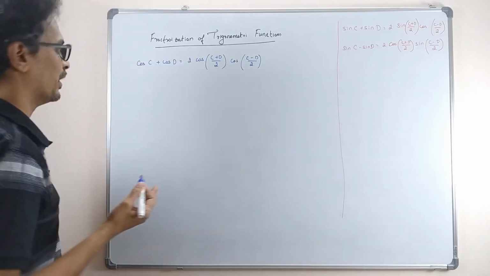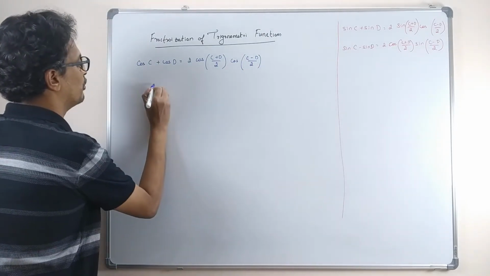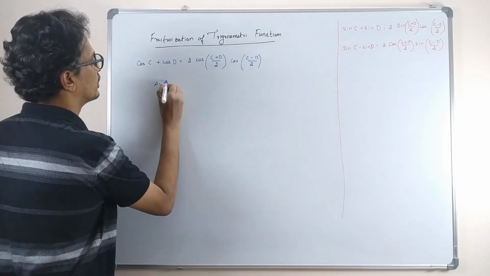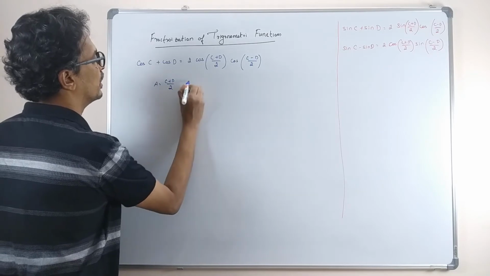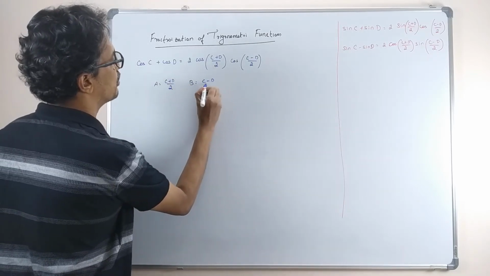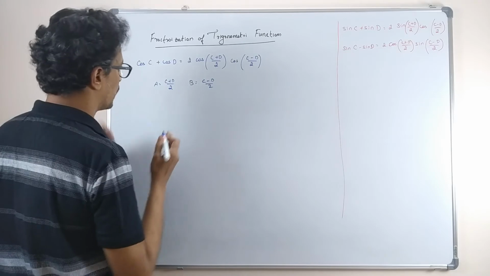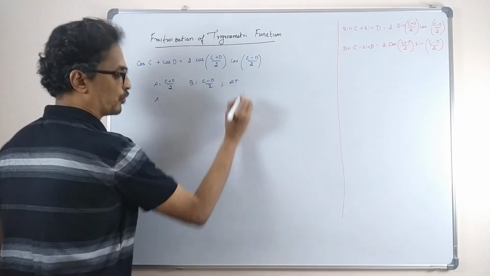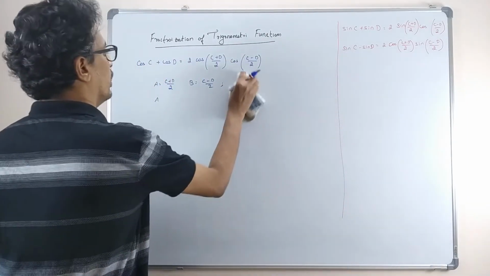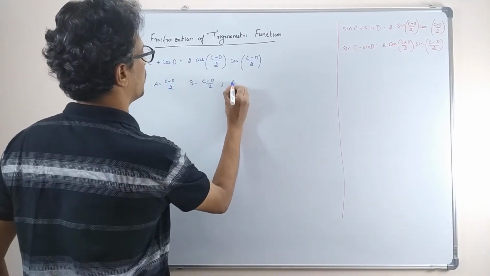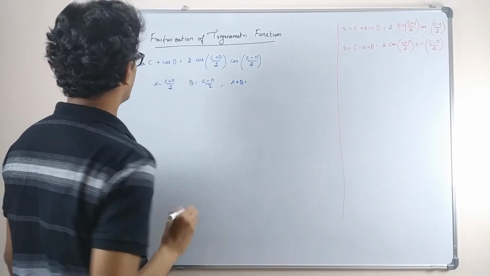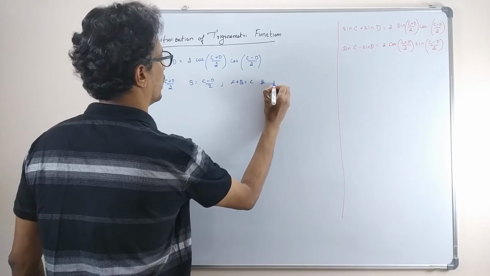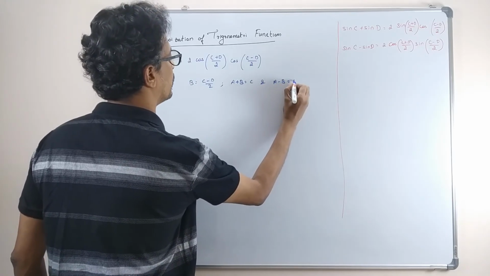Okay, the same way you can do it. So what will be A? A is (C plus D) by 2 and B is (C minus D) by 2. So then what will be your A plus B? A plus B will be equal to C, and A minus B will be equal to D.